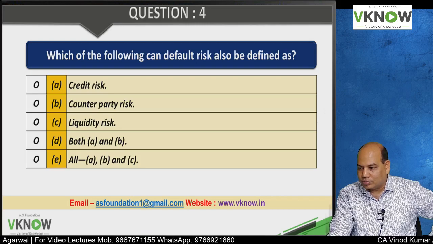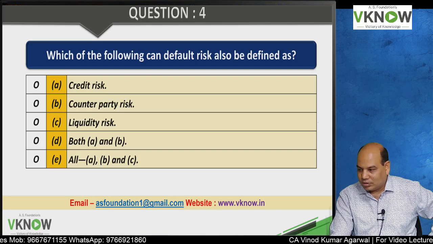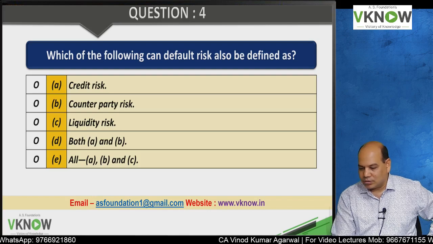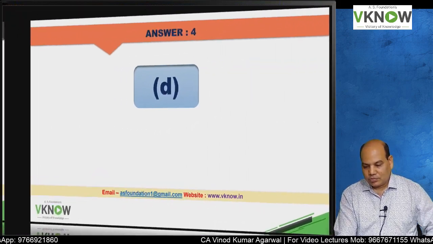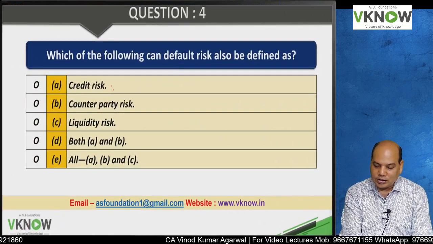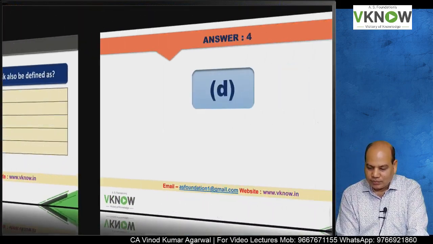Answer question number 4. Which of the following can default risk also be defined as? A: credit risk. B: counterparty risk. C: liquidity risk. D: both A and B. E: all A, B and C. Derivatives are subject to default risk. So the correct answer is D, both A and B. Credit risk or counterparty risk is also called default risk.